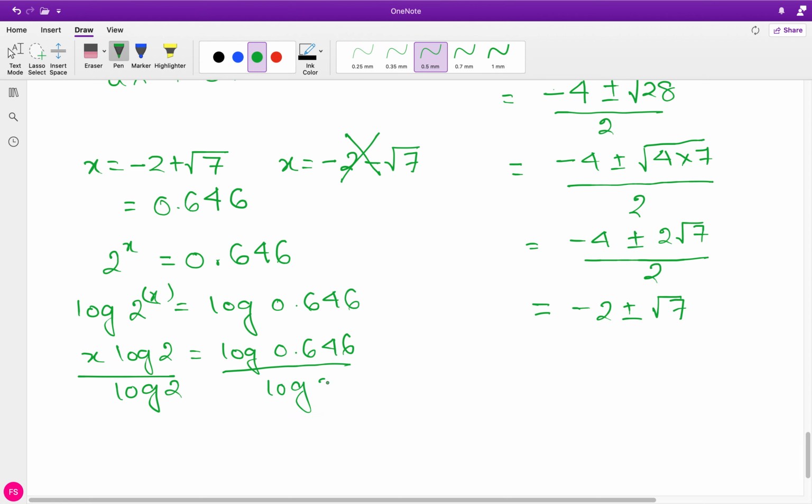I'm going to cancel this out. So I will just have log of 0.646, the whole thing, divided by log of 2. Okay, that will give you something around negative 0.631.